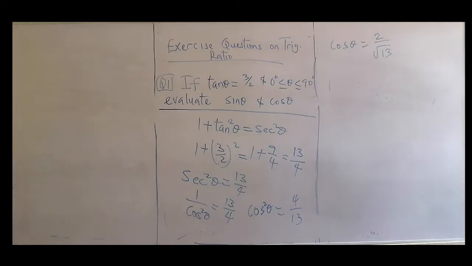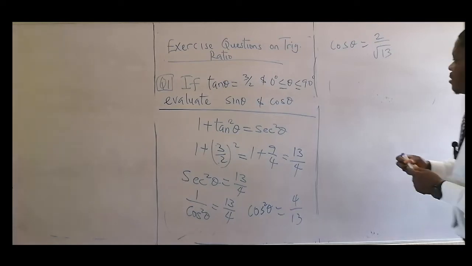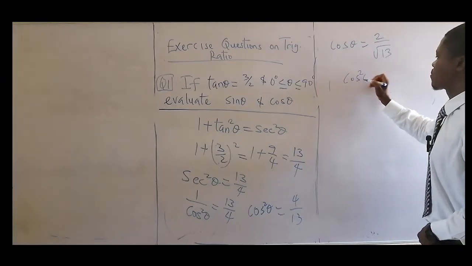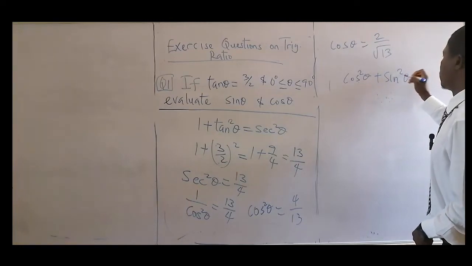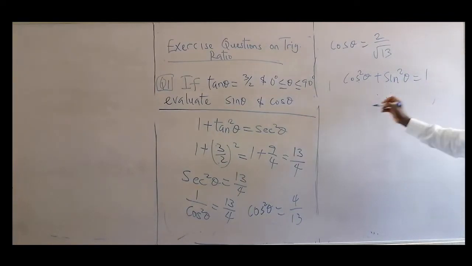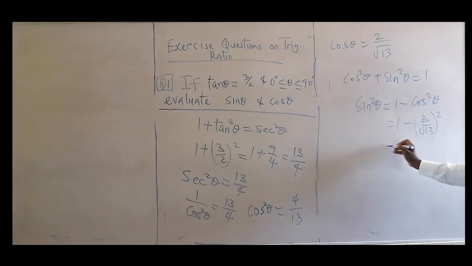So I think it's much easier for us now. We can get the sine from this identity that cos squared theta plus sine squared theta is equal to 1. So let's make the sine the subject. Sine squared theta equal to 1 minus what? 1 minus that cos squared theta. And that's 1 minus 2 over root 13 squared. And that's 1 minus 4 over 13. When you square radical, the radical will go. So this will be equal to 13 minus 4, that's 9 over 13.